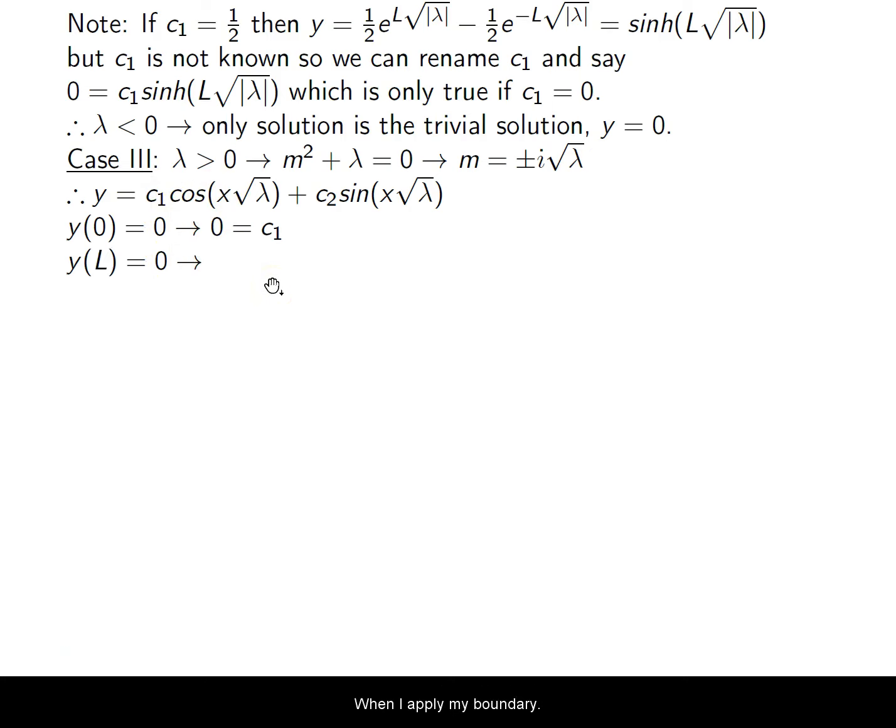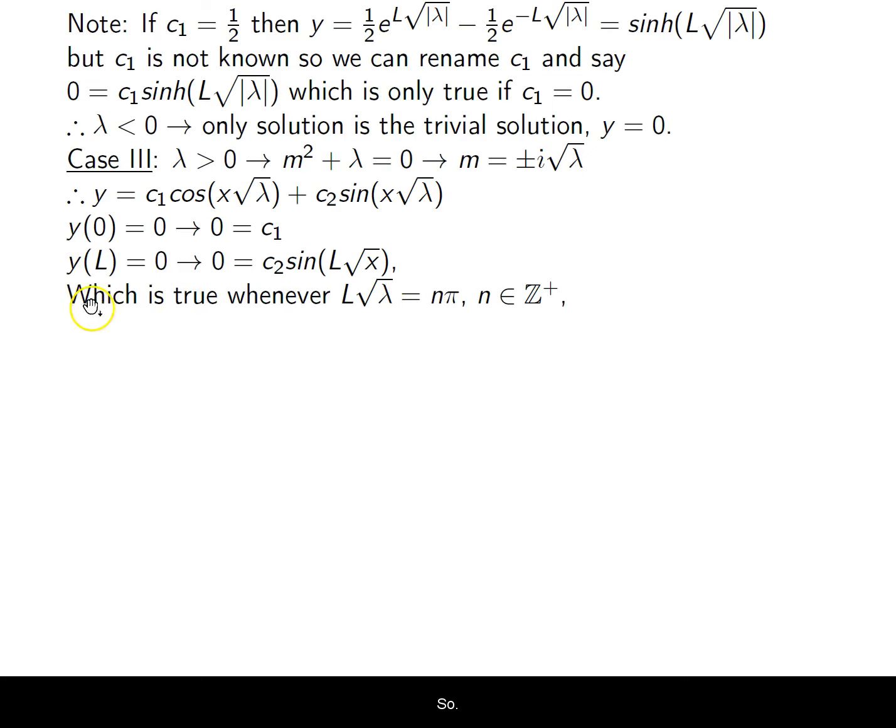When I apply my other boundary, it's going to be similar to the sinh, but it's going to be sine. Sinh is never 0, but sine is. So I got 0 is C2 sine of L square root of lambda. Sorry, I guess I messed up here. This should be L square root of lambda. These got mixed up, but this is a lambda. I'll fix that in the write-up. Pretty good. We're 35 minutes in, and that's my first mistake, so getting a little better.